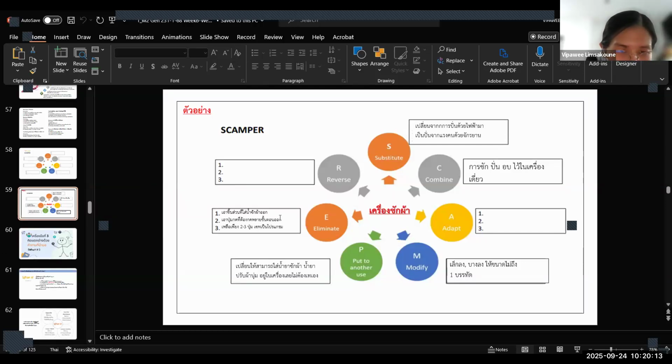Eliminate. Can we remove the water storage, or can we remove the water input? But we need to think about it as well. If I remove the water input, what will I use instead? Okay.